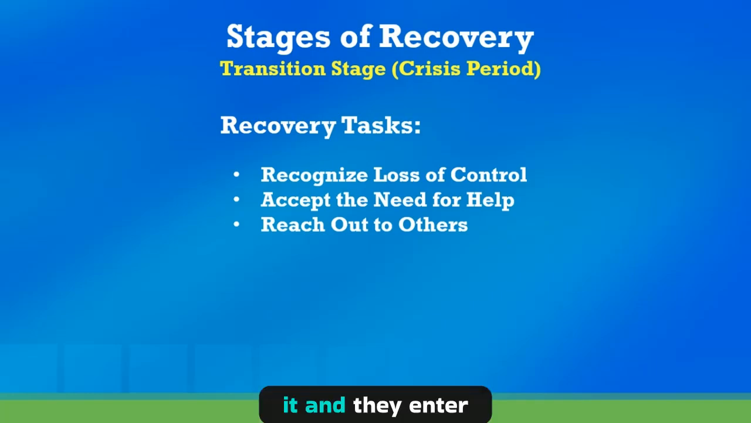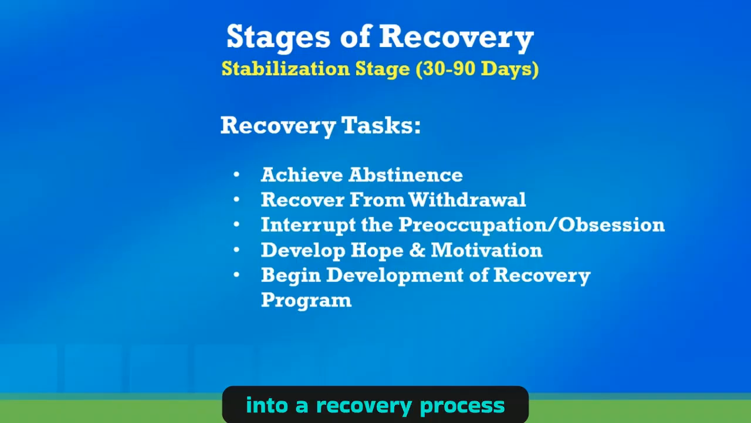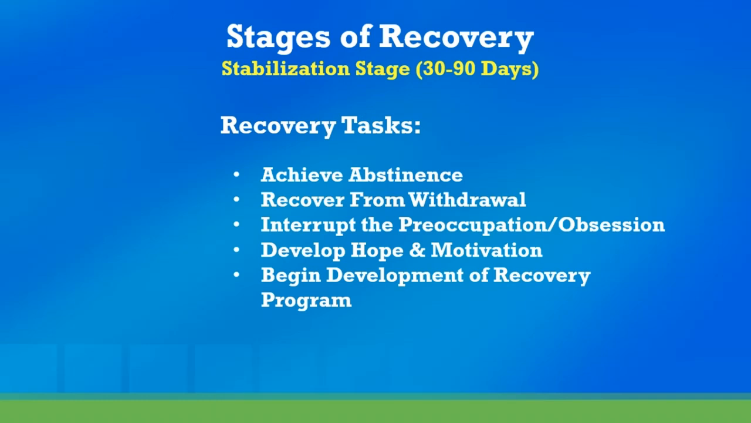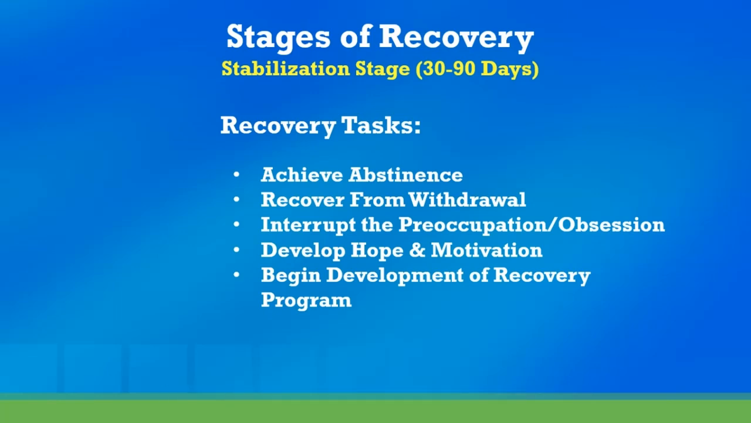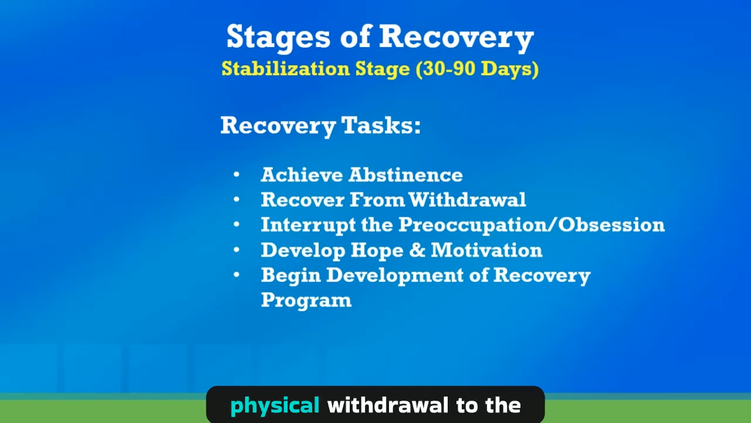But if they do it and they enter into a recovery process and they get the appropriate kind of help, then within 30 to 90 days, they can reach stabilization. Stabilization is where we've achieved abstinence, which means we're not engaging in the addictive behavior. We've recovered from the physical withdrawal to the point that it's no longer an issue. There is a protracted or extended withdrawal called post-acute withdrawal. That's a subject for another video.